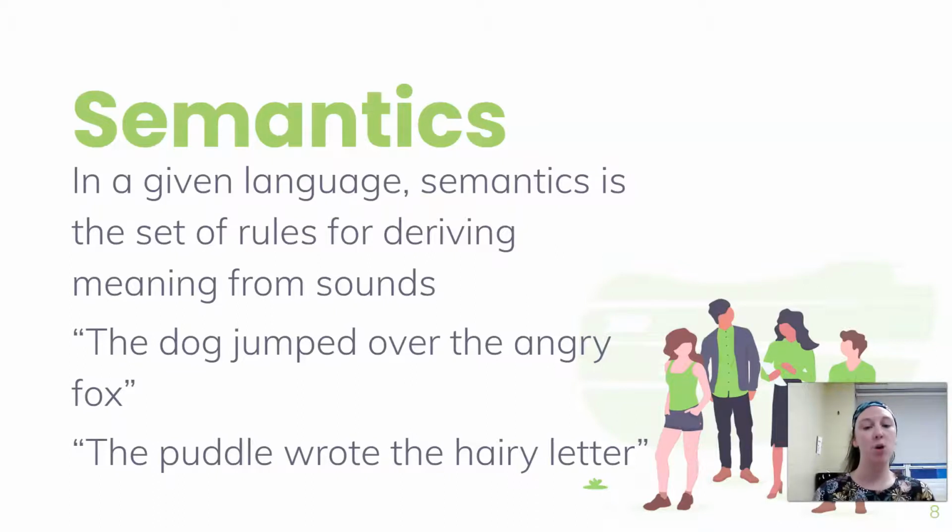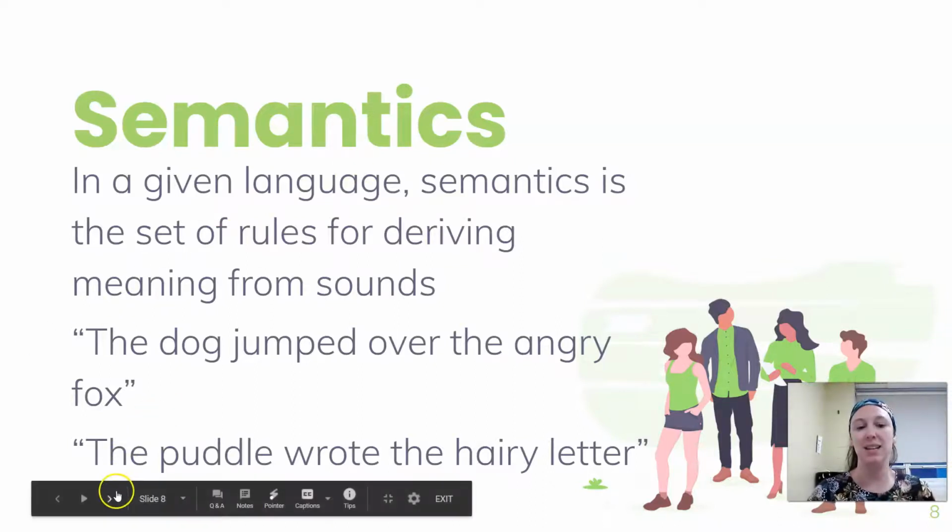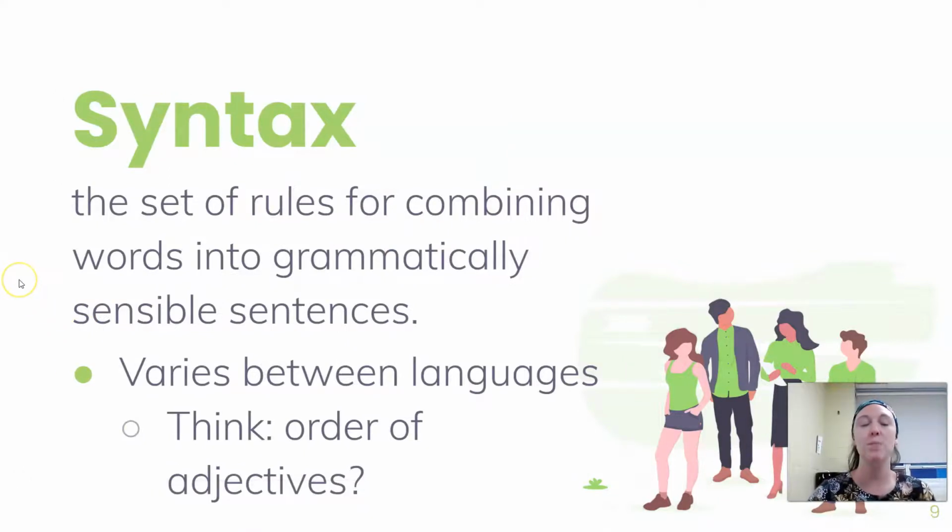Second sentence, the puddle wrote the hairy letter. Well, in terms of word order, it seems correct. We have a noun, we have a verb, we have an object. But in terms of meaning or semantics, that's impossible. That couldn't happen. So we would say that semantically, the rules would say that that second sentence isn't really a possibility.